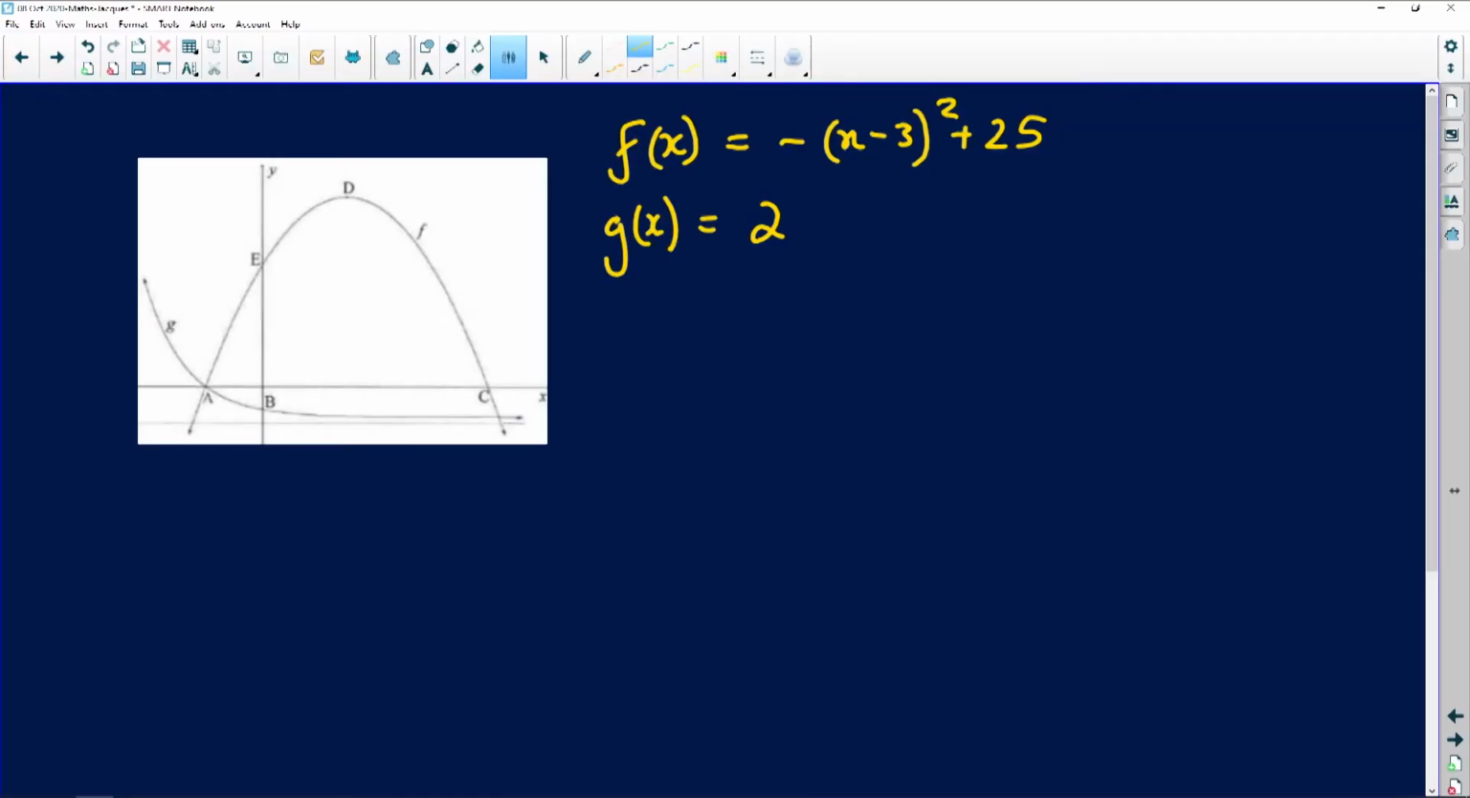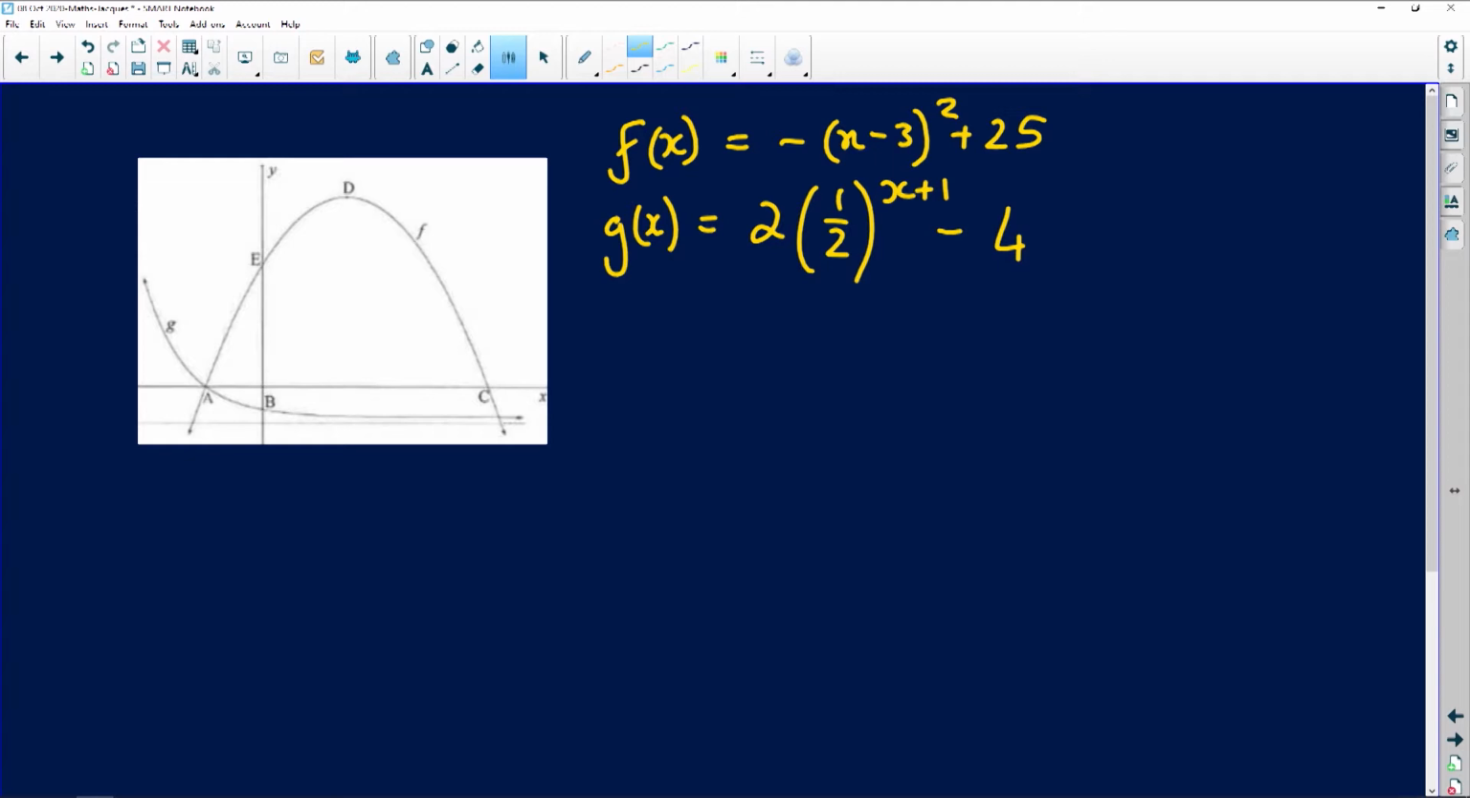It looks like a 22-mark question, and it deals with a parabola, and then an exponential graph. Okay, so the parabola is f. They've given us this equation for f. And then for g, they said it's 2 times a half to the power x plus 1 minus 4. Okay, now we know what to expect.